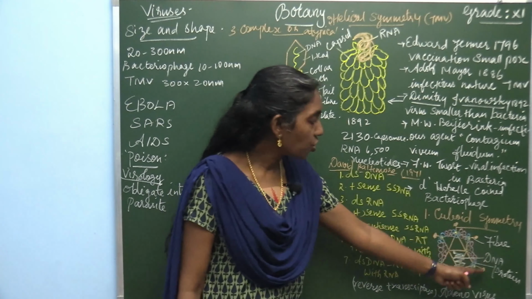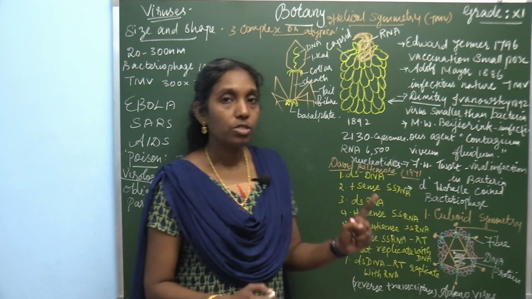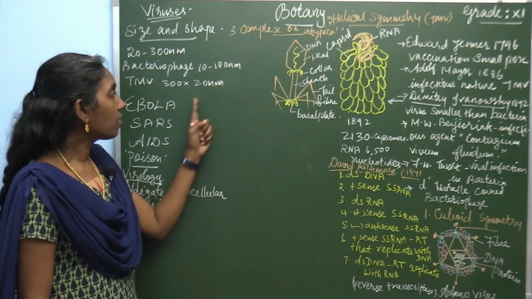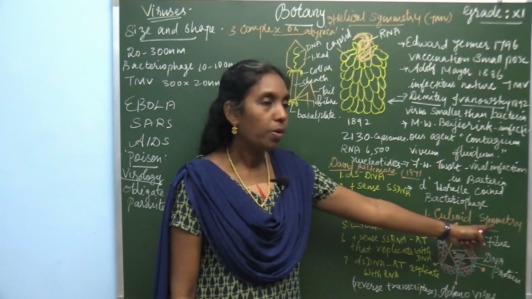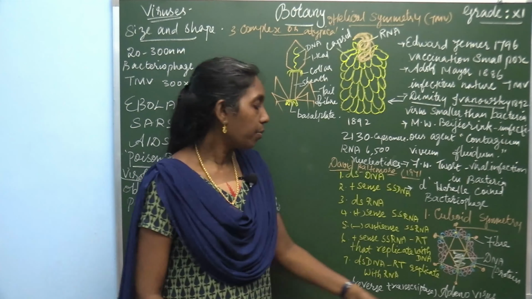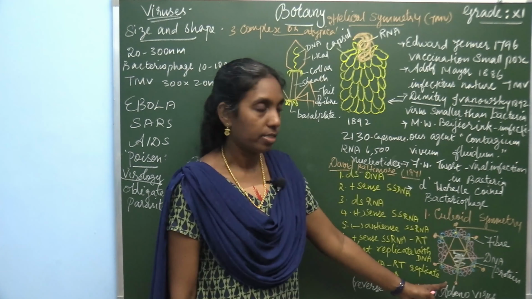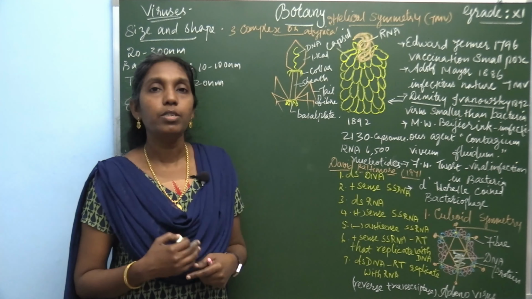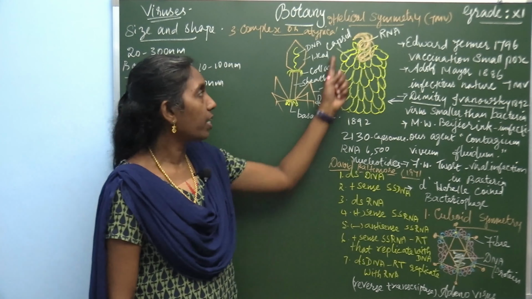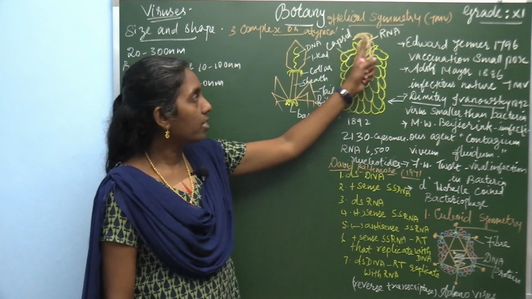So, first you studied the size of the viruses, and this is the shape of the viruses. Cuboid symmetry, example adenovirus. Then helical symmetry, example tobacco mosaic virus, TMV. This is the helical symmetry.